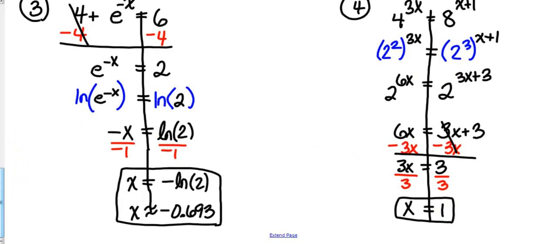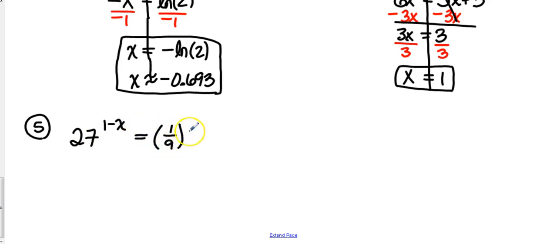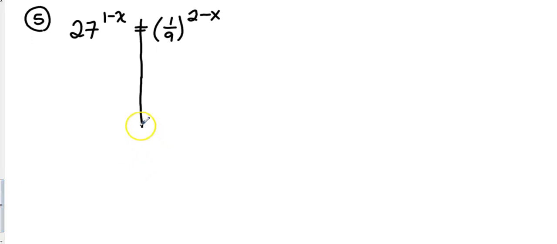Number 5. 27 to the 1 minus x equals 1/9 to the 2 minus x. Again, strategy, and this is not always going to be possible, by the way, but the go-to strategy is, if it is possible, rewrite the bases to be the same, because once I have the same bases on either side, I can set the exponents equal.